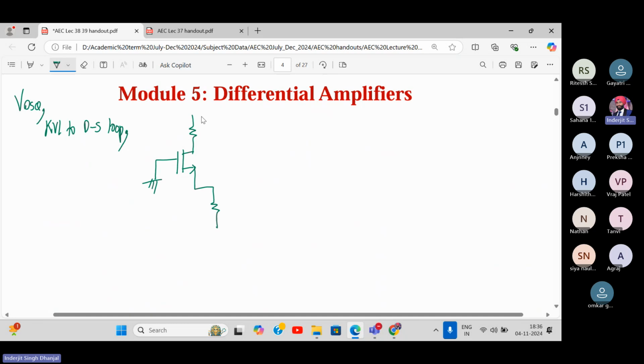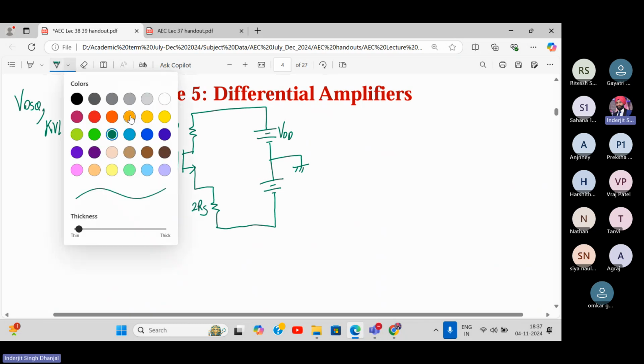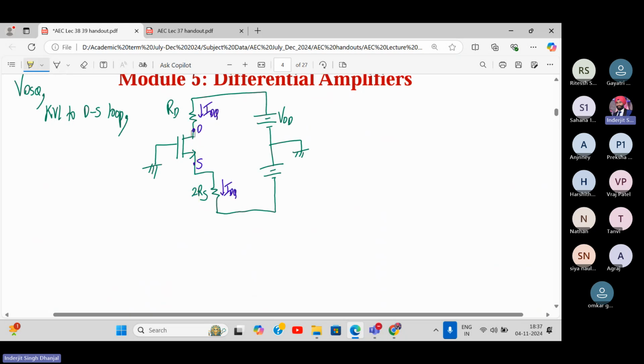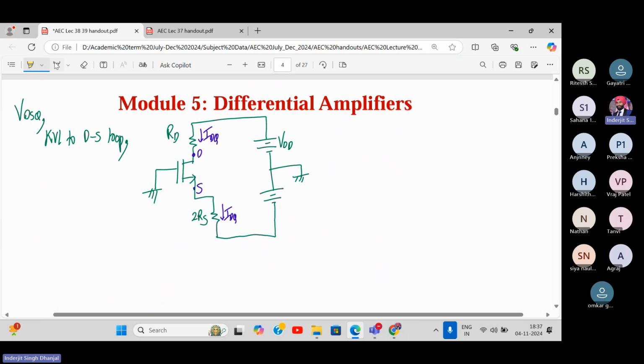This was grounded. And here I have two supplies. It's the same circuit. This is VDD. This was RD. This is twice RS. Now what is the drain source loop? That's the drain terminal. That's the source terminal. And this will be IDQ. This also will be IDQ. So where is the drain source terminal? Here. And where is my drain source voltage? Plus minus VDS. All right.